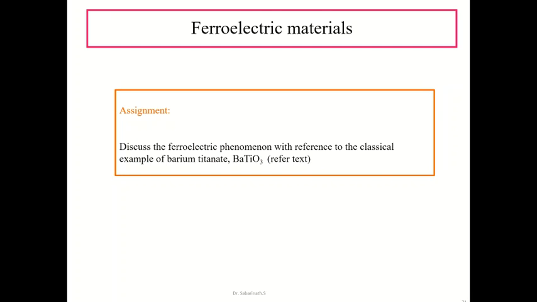And next is an assignment question. For the assignment, you can write this question: discuss the ferroelectric phenomenon with reference to the classical example of barium titanate. And you can refer to the text by Callister to write the assignment.